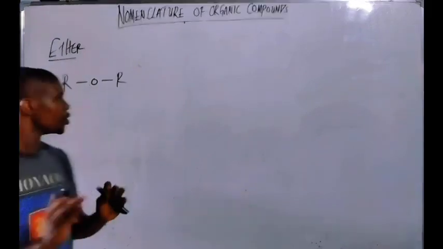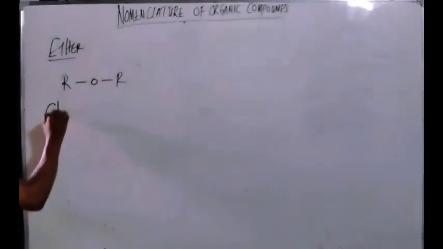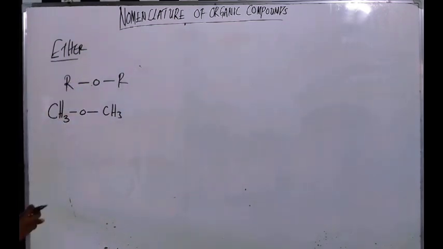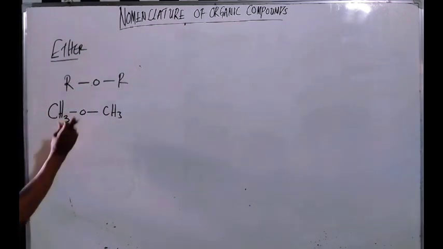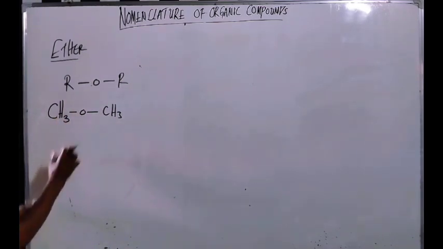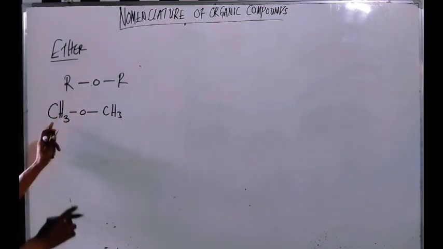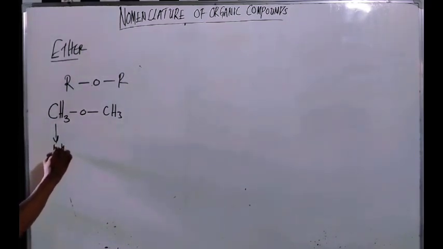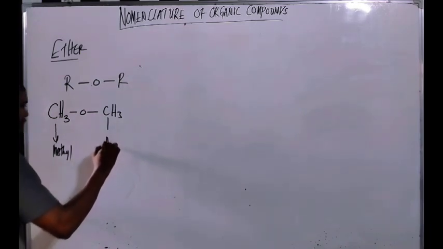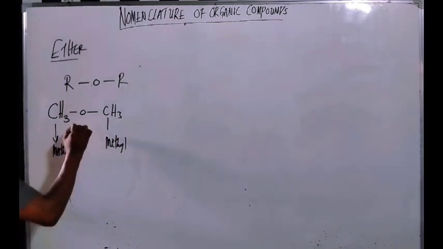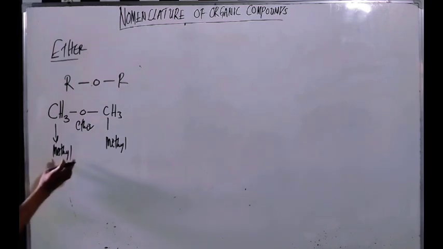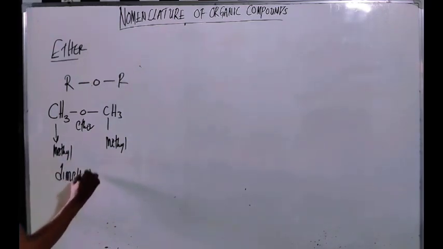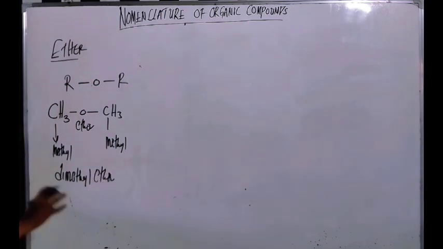Just pay close attention. For example, here I have CH3OCH3. This is an ether, because oxygen is connected to two methyl groups. So how do you name it? It's very easy. Here we have methyl, and here we have methyl, and then you say ether. So it'll be dimethyl ether. As easy as that.